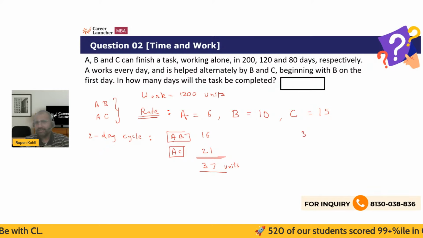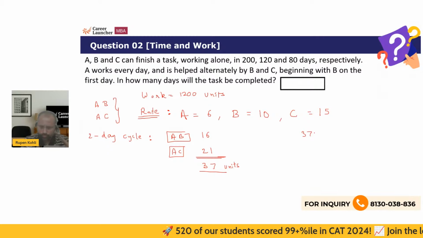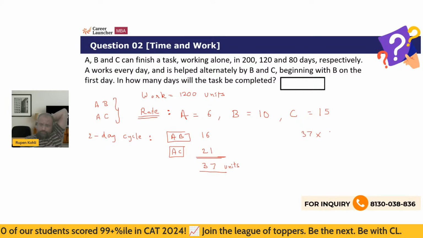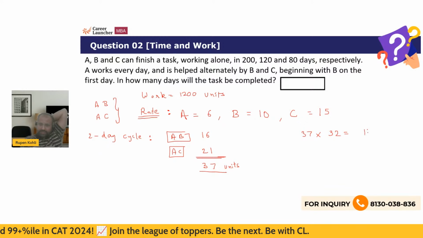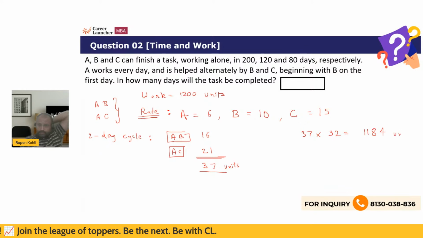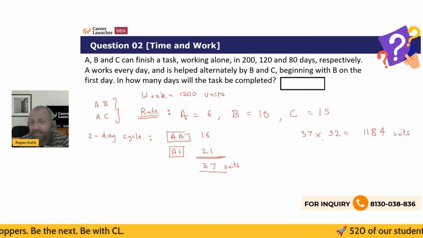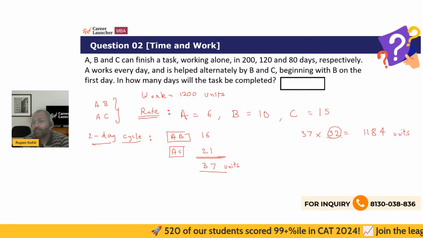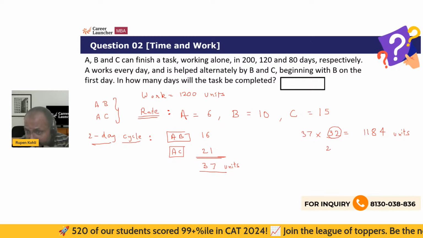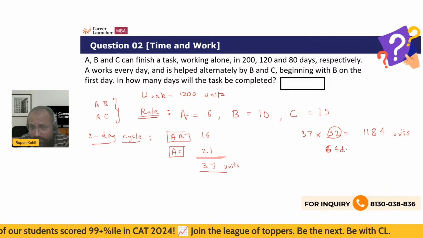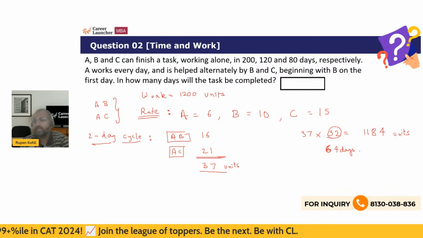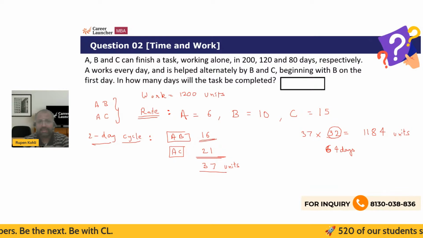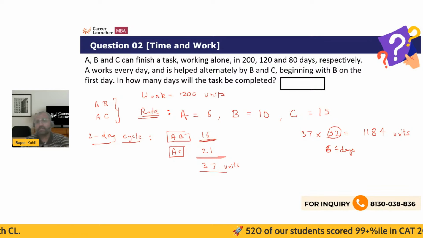So yes, the closest multiple of 37 to 1200 would be 37 into 32, and that works out to be 1184 units. 1184 units of work is done in how many days? It's 32 cycles, and one cycle is of 2 days. So these are not 32 days, these are 64 days. In 64 days, we have done 1184 units. On the 65th day, A and B will come and get the remaining 16 units done. The answer is 65.